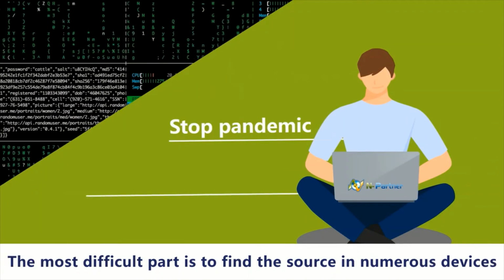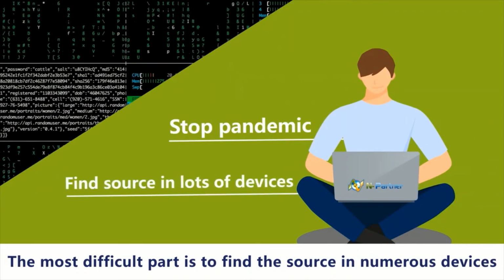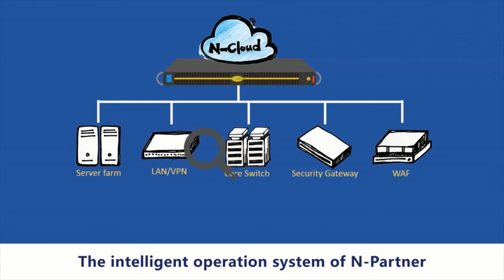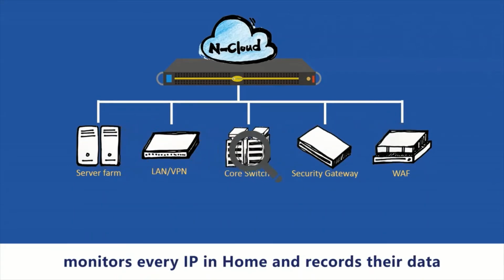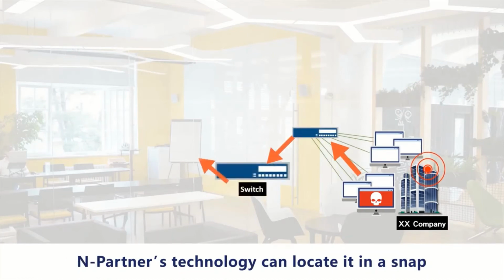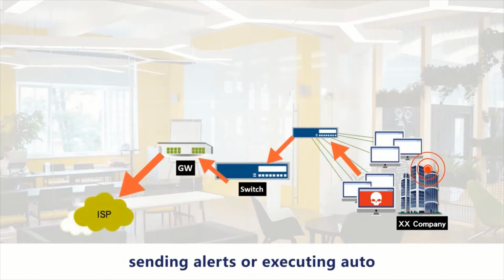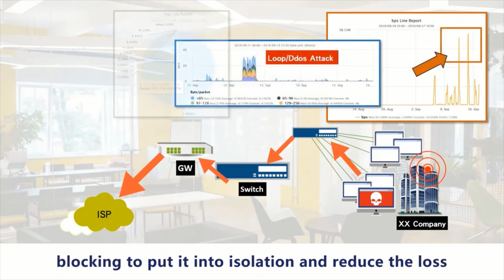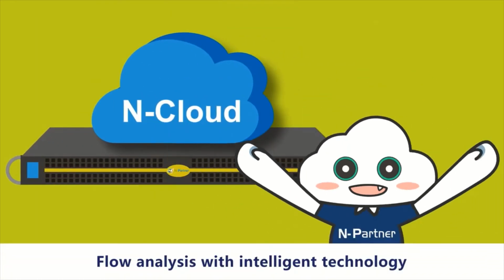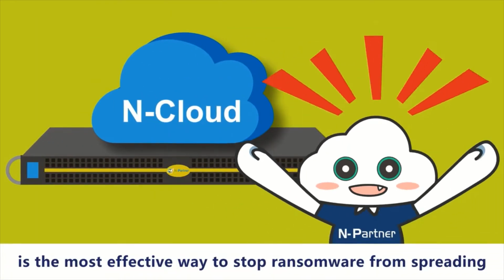The most difficult part is to find the source in numerous devices. The Intelligence Operation System of M-Partner monitors every IP in the home network and records their data. When there is an abnormal behavior from any IP, M-Partner's technology can locate it in a snap, sending alerts or executing auto-blocking to put it into isolation and reduce the loss. Flow analysis with intelligent technology is the most effective way to stop ransomware.